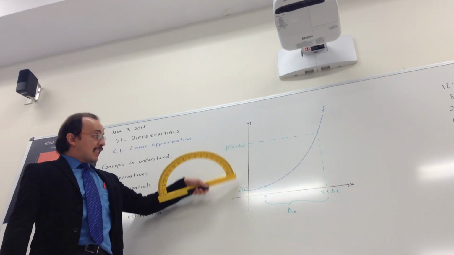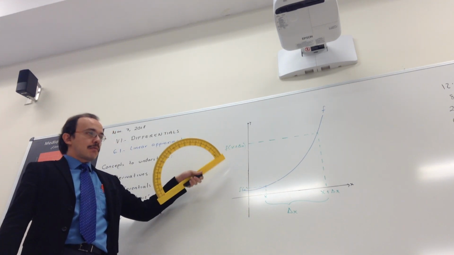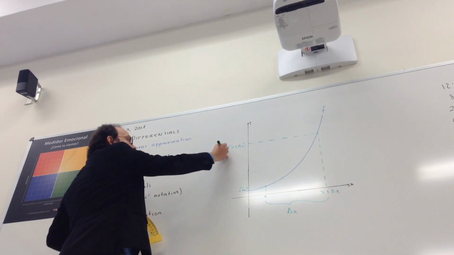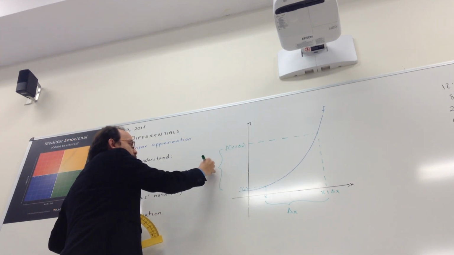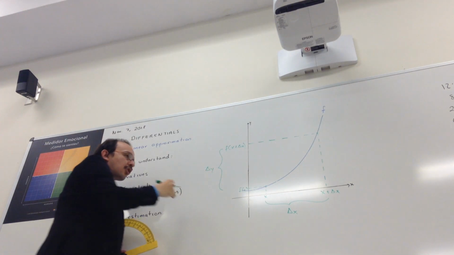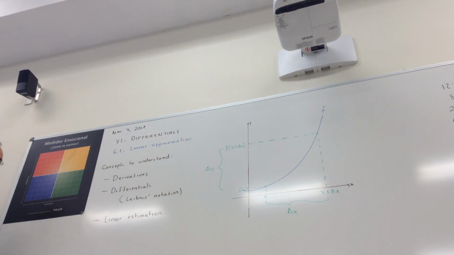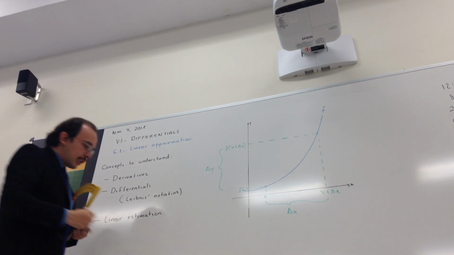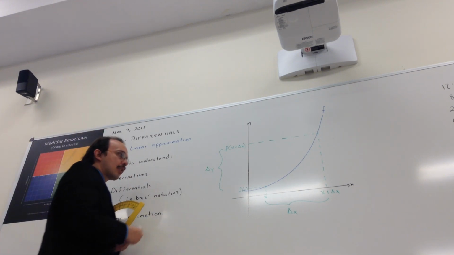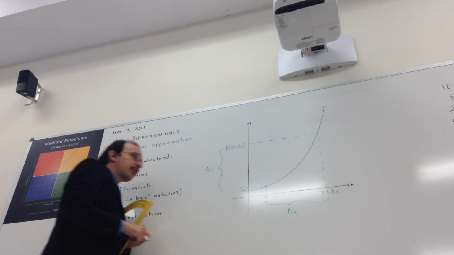And between f of x and f of x plus delta x, what is the difference? What is it called? Just delta y. Change in the y-axis. Okay? Remember that? Yes.